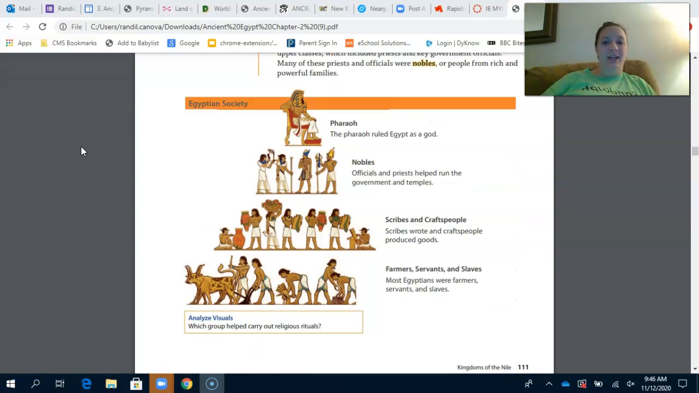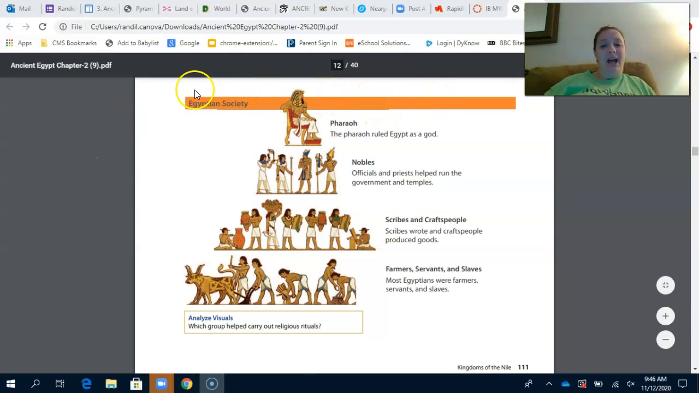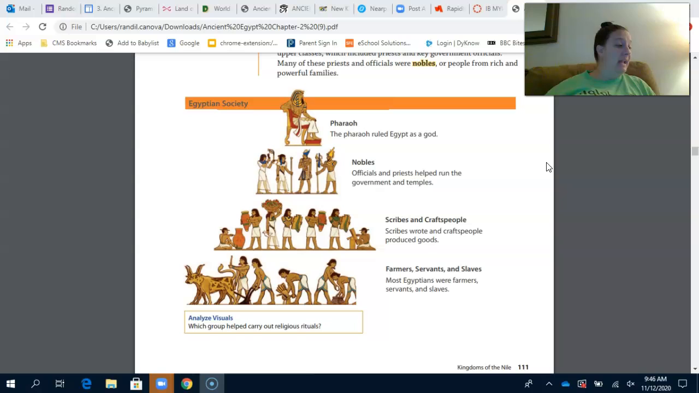Social classes in ancient Egypt are just like in any other society, where the people that have the most power are at the very, very top, and there are the fewest of them. And then the people who are at the very bottom have the least power, and they are the greatest group or the biggest group. And so here you can see that at the top of our Egyptian society, we have the pharaoh, and he rules Egypt as a god. Under the pharaoh, we have nobles. So these are officials and priests, which help to run the government and the temples.